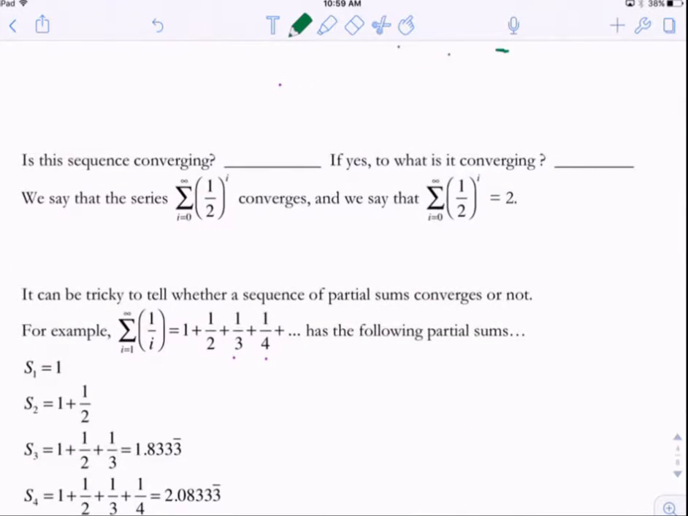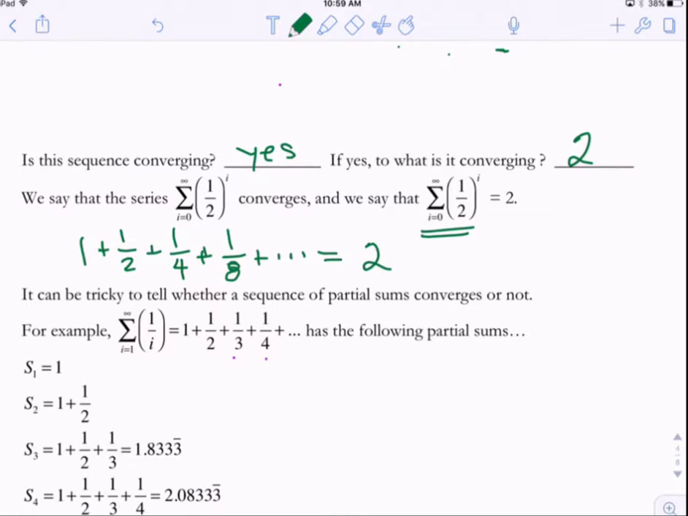Okay. So is this sequence converging? Yes. What is it converging to? It's converging to 2. And so we say that that's the sum of the infinite series. And so we, the math people, are very comfortable saying, right, that this sum, which includes an infinite number of terms, actually adds up to 2. All right? And that's how you also will find the sum of an infinite series.